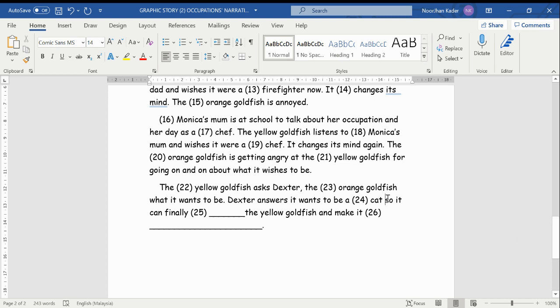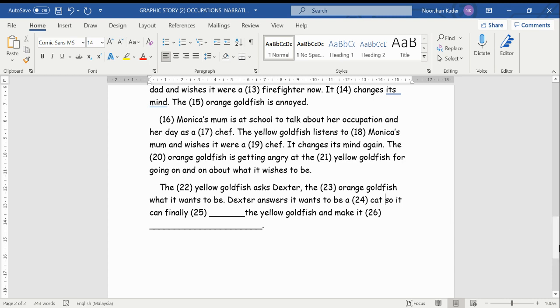Okay, so this is the prediction. Until here, it wants to be a cat is already in the picture, so that is understood from picture frame 4. But this one is actually my prediction. So it can finally scare the yellow fish and make it stop talking. That is my prediction. So you can write the prediction, what you think will happen next after Dexter wishes it were a cat.